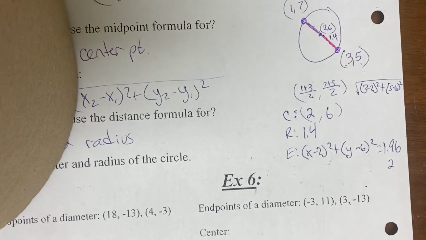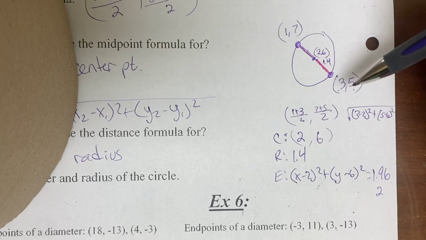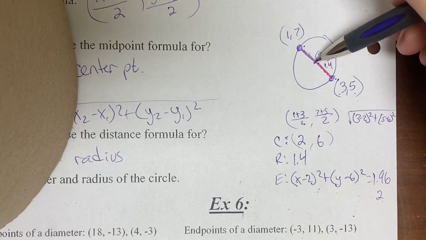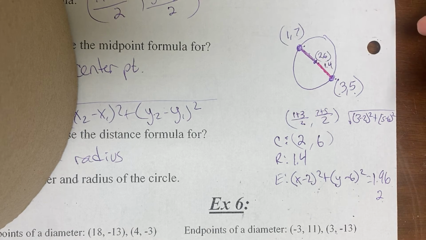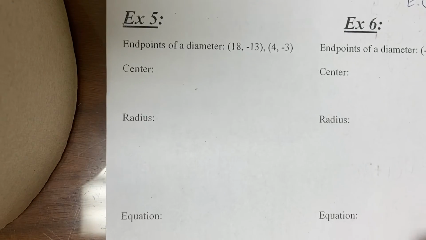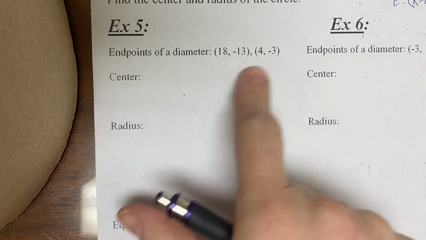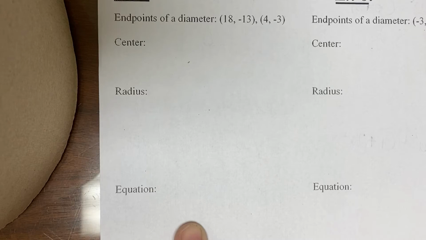That is what we're going to be doing with a picture. This is showing ends of the diameter: find the center point, find the radius. Most of the problems we're going to do are not a picture. So in your example 5, I'm giving you the endpoints. You've got to find the center, find the radius, and then write the equation.